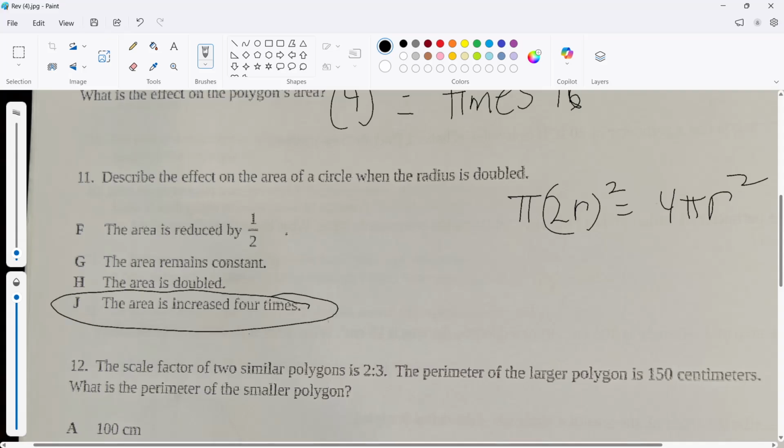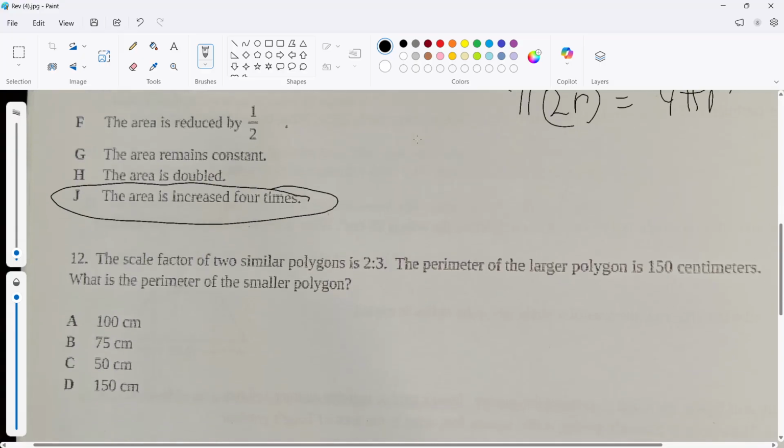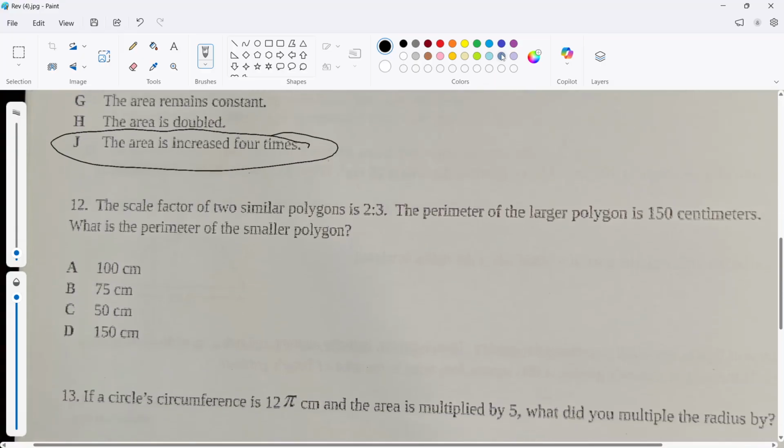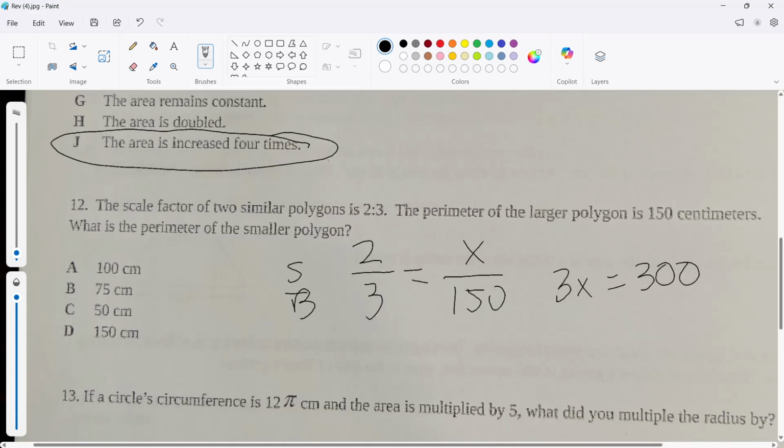How come they say 4 times? They're not quadrupled. The scale factor of 2 similar polygons is 2 to 3, so the small one goes on top. Small to big. If the perimeter of the larger polygon is 150, what is the perimeter of the smaller? Well, 3x equals 300. x equals 100. 300 divided by 3, that's it.